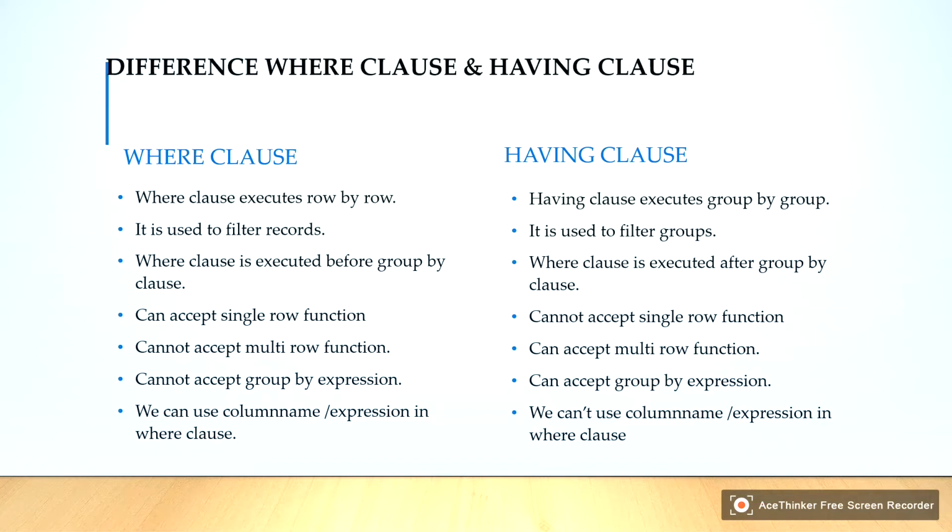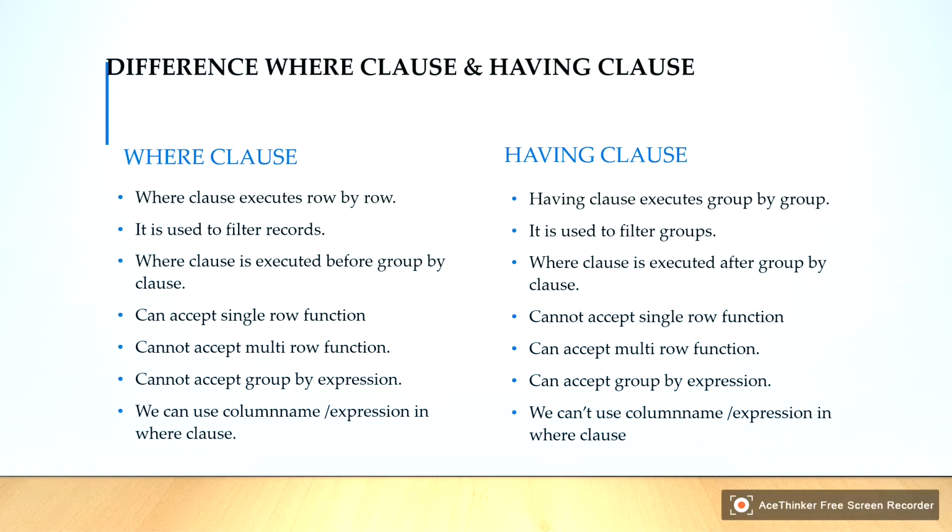Difference between where clause and having clause. Where clause executes row by row, whereas having clause executes group by group. Where clause is used to filter records. Having clause is used to filter groups. Where clause is executed before the group by clause. Having clause is executed after group by clause.